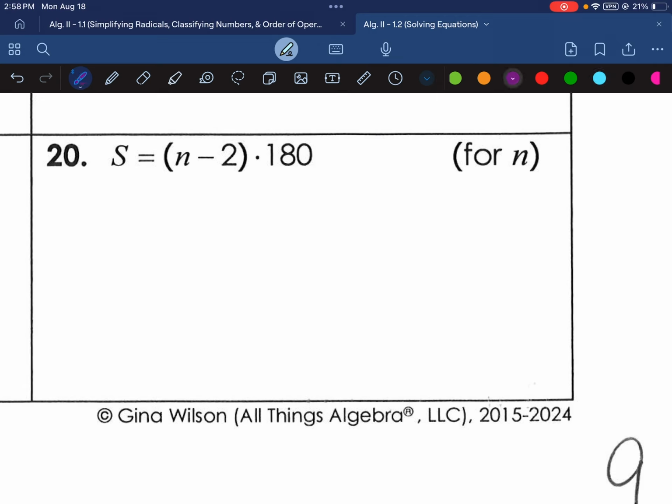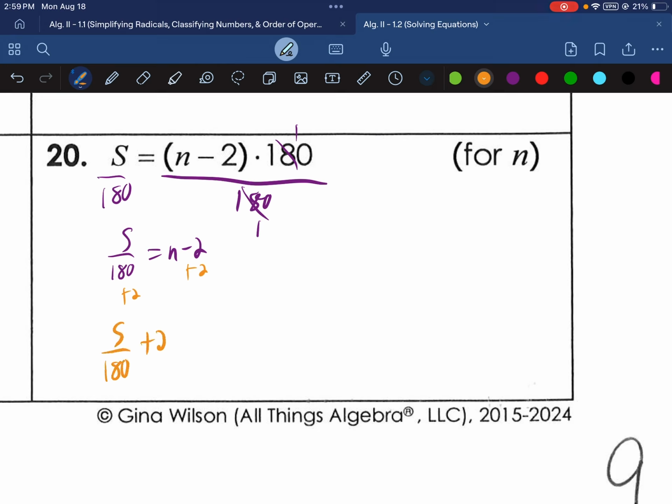Number 20, s equals n minus 2 times 180. Same thing, I could distribute and then deal with these bigger numbers and divide again, or I'm just going to divide by 180 right away and get s over 180 is equal to n minus 2. Now I have to add 2, and I do not have to get common denominators because these are not like terms. One has an s, the other does not. So I get s over 180 plus 2 equals n. And that plus 2 is not part of the fraction.